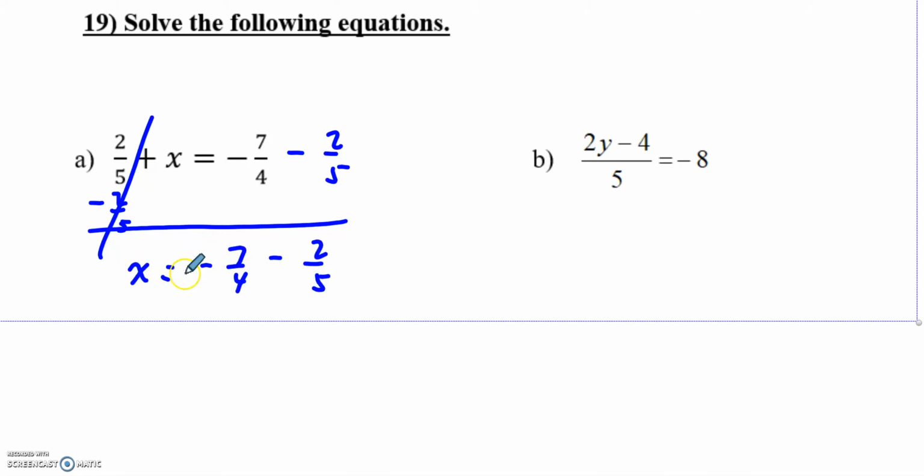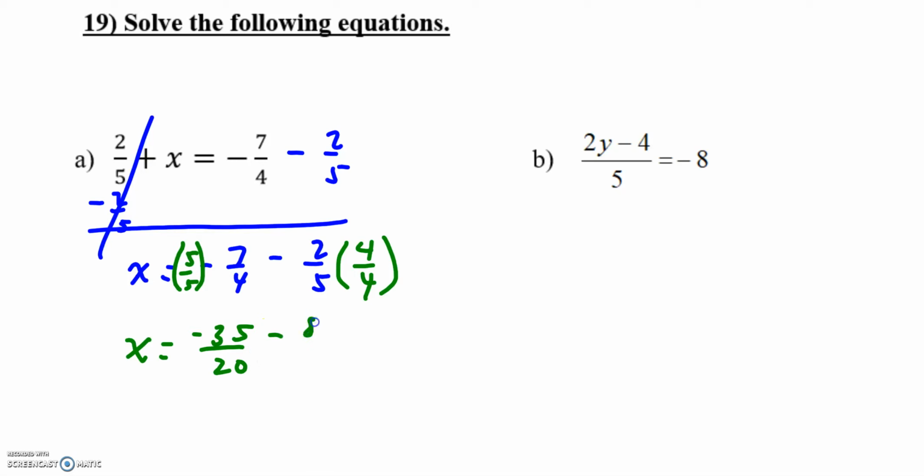This is a situation where we need a common denominator because we're adding or subtracting. The common denominator is going to be 20, so this fraction needs the 4 over 4, and this fraction has the 4, so it needs the 5 over 5. If I simplify this a little bit, this would become negative 35/20 minus 8/20. Remember, the denominator never changes, just the numerator. So negative 35 minus 8 would get me negative 43/20.